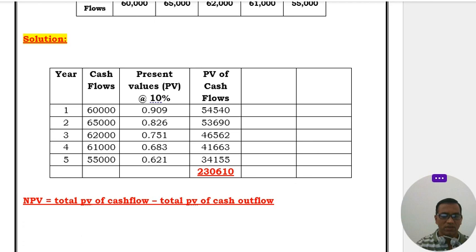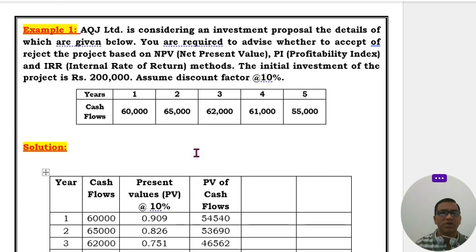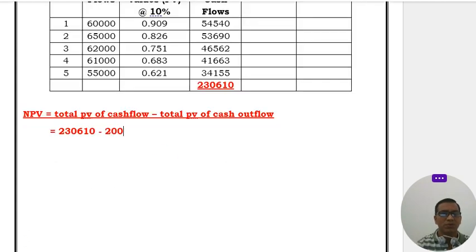So NPV equals the total PV of cash flow, 230,610, minus the cash outflow. That is the cost of the project, 200,000. So 200,000 is the value. That equals, what is the NPV value, net present value? 30,610. 30,610 is the answer. So the NPV of the project is 30,610 rupees. It is an amount in rupees.